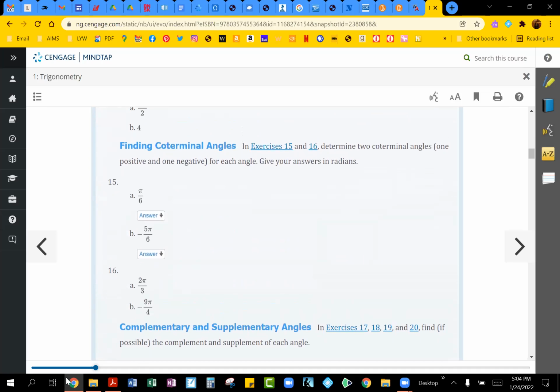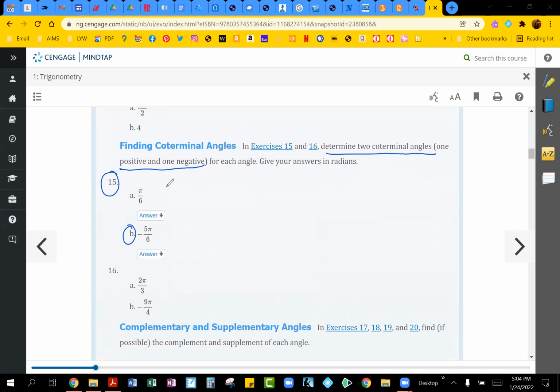But let's get into our coterminal angle question over here. You can see they're saying determine the two coterminal angles. One of them should be positive and one should be negative for each angle. So we'll start with number 15, and let's do part B, since we already did pi over 6.